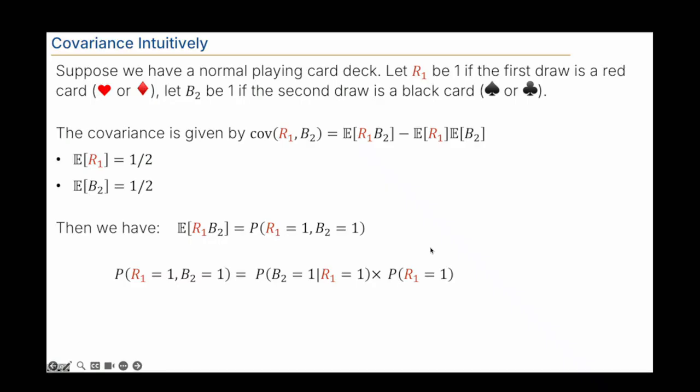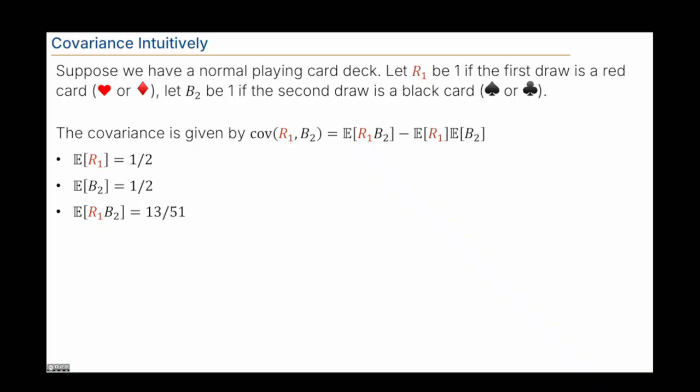So we use the product rule, and we'll say that it's the probability that I get a black card if the first one is red times the probability that the first card is red. That's one way to write it out. So that's 26/51 times 26/52. Okay? It's one way to write it. Because it's slightly more likely that the second card is a black card if the first was red. So the overall probability of this event is 13/51.